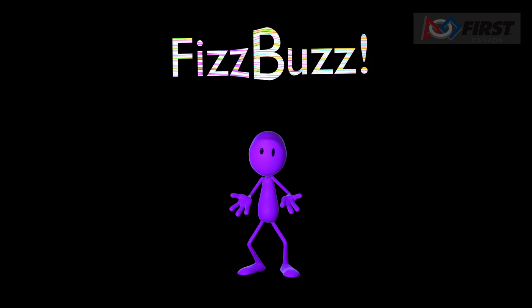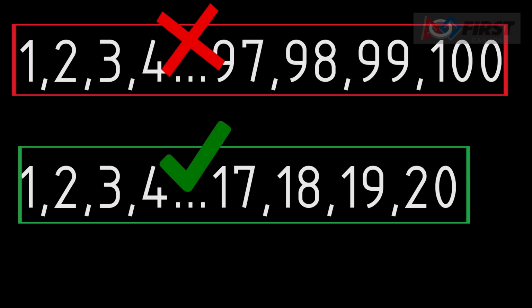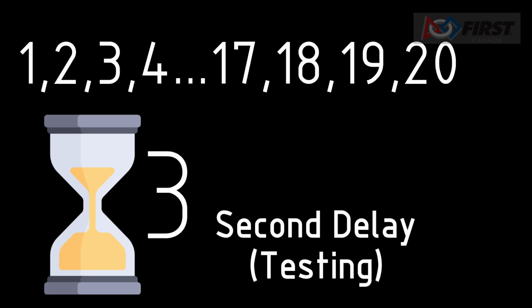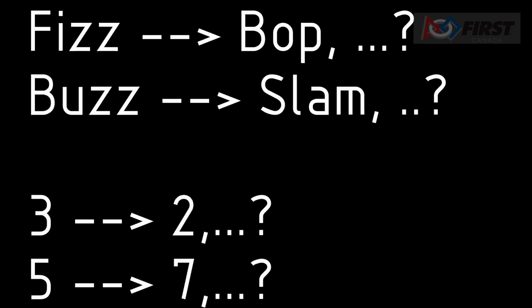In our case, the modification is that instead of checking the numbers from 1 to 100, we will instead check the numbers from 1 to 20, waiting for half a second in between checking each number. To check that your program stops when requested, you can move the delay time from half a second to 3 seconds. Make sure that you are easily able to change the parameters of the program, whether that be the phrases or the numbers.